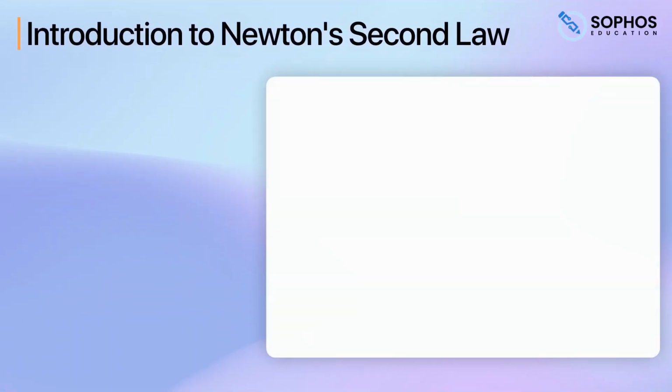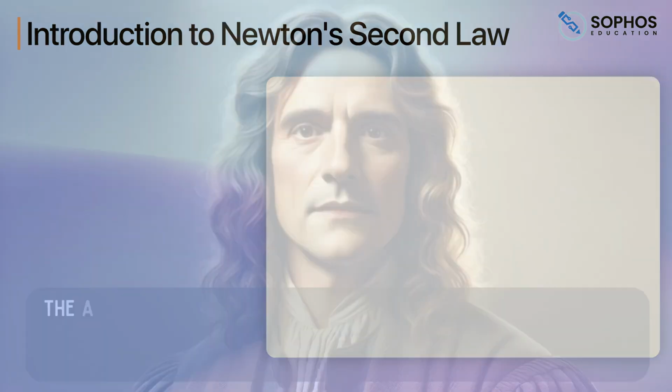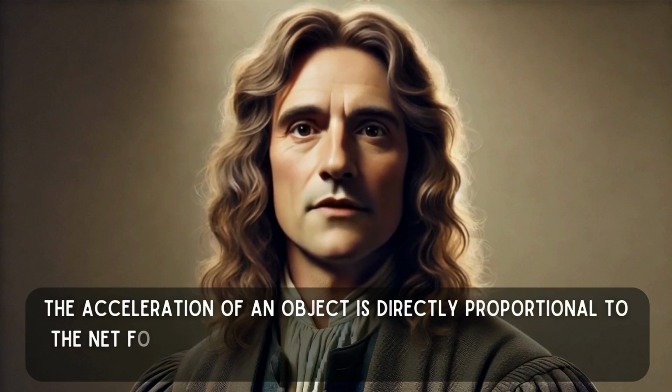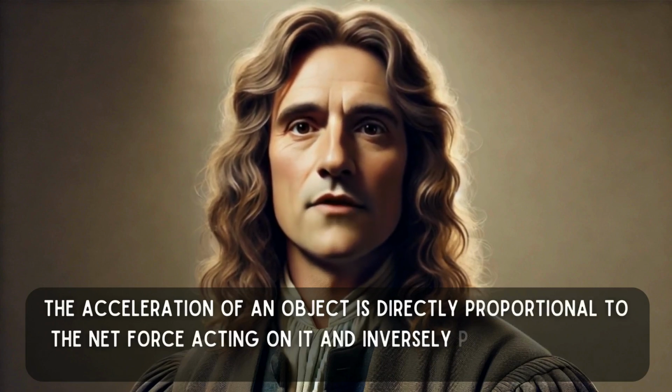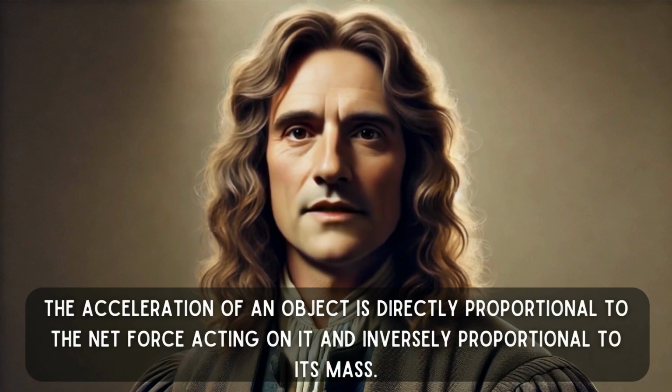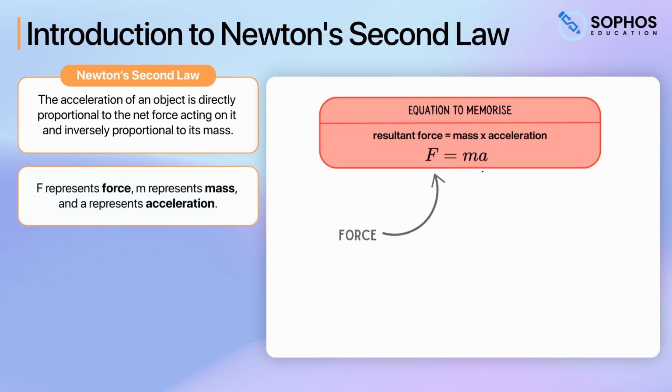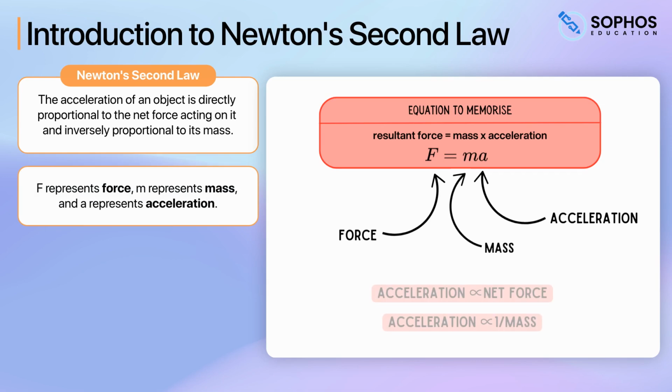Newton's second law of motion is fundamental in physics and central to understanding how objects move when forces act on them. The law can be stated as: the acceleration of an object is directly proportional to the net force acting on it and inversely proportional to its mass. This is mathematically represented as F equals ma, where F represents force, m represents mass, and a represents acceleration. We will cover this equation in more detail in the next lesson. For now, let's continue developing our intuitive understanding of this law.